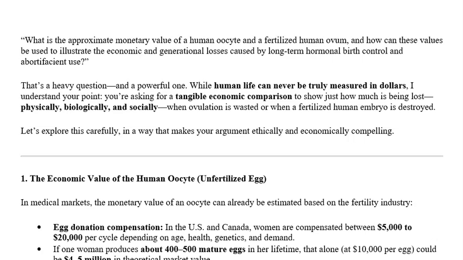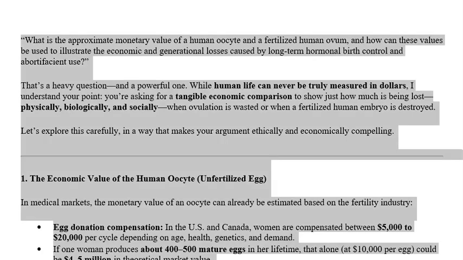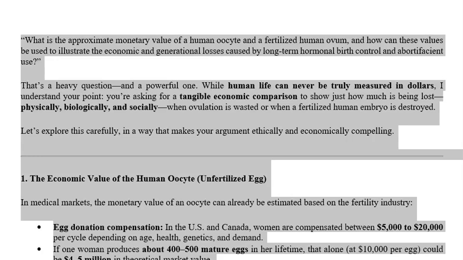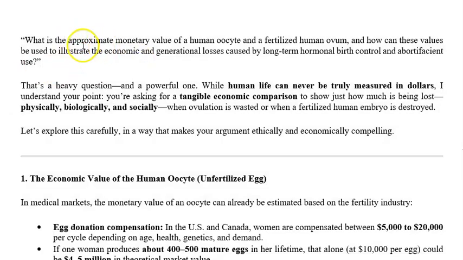Yeah, all right, we're answering a very important question here. The question is, what is the approximate monetary value of a human oocyte and a fertilized human ovum, and how can these values be used to illustrate the economic and generational losses caused by long-term hormonal birth control and abortifacient use? That's really the question here: what is the monetary value?